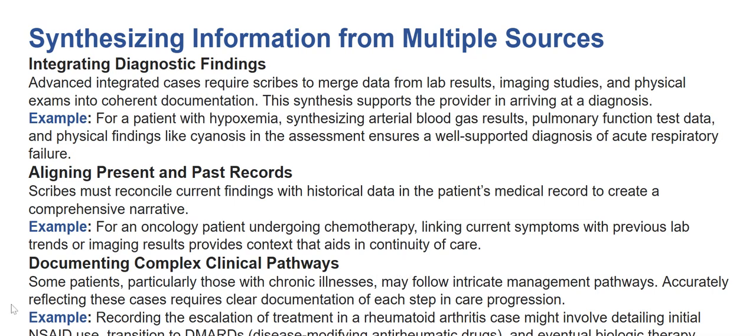Documenting complex clinical pathways. Some patients, particularly those with chronic illnesses, may follow intricate management pathways. Accurately reflecting these cases requires clear documentation of each step in care progression. Example, recording the escalation of treatment in a rheumatoid arthritis case might involve detailing initial NSAID use, transition to DMARDs, disease-modifying anti-rheumatic drugs, and eventual biologic therapy initiation.